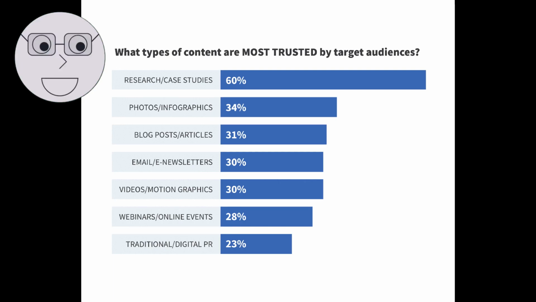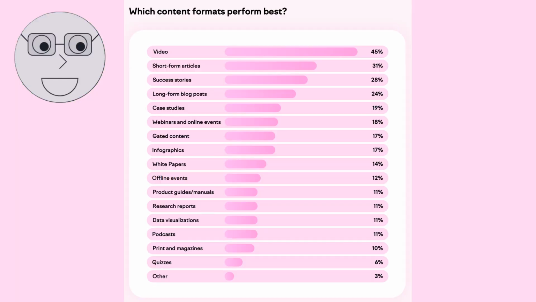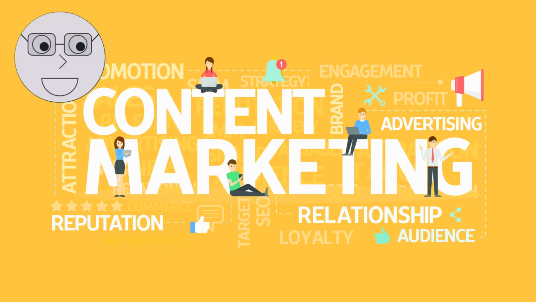Content marketing can take many forms, including blog posts, videos, podcasts, social media posts, and more. Examples of different types of content marketing: blog posts, video, podcast, social media posts. Now that you understand what content marketing is, let's talk about why it is important.